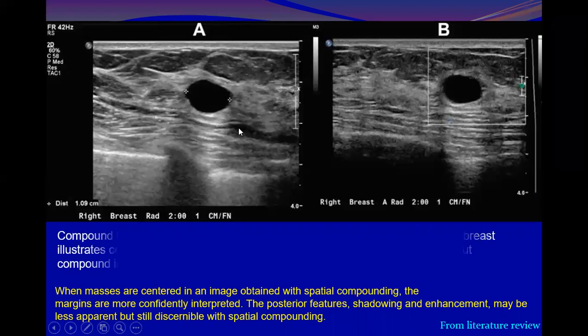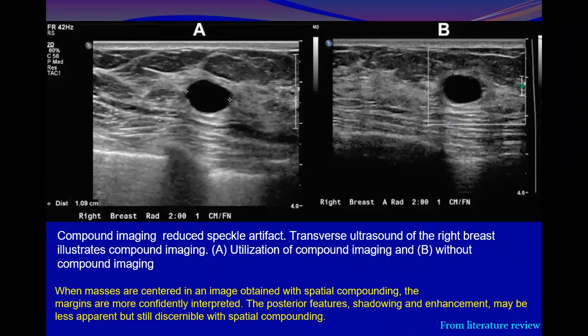So A utilizes compounding, and B is without. I noticed that the background is more canceled in A, less in B. So I think B is using compounding. No, the posterior structures are less. Which image is grainy? The whole B image, the whole ultrasound. B is grainy, showing speckles.